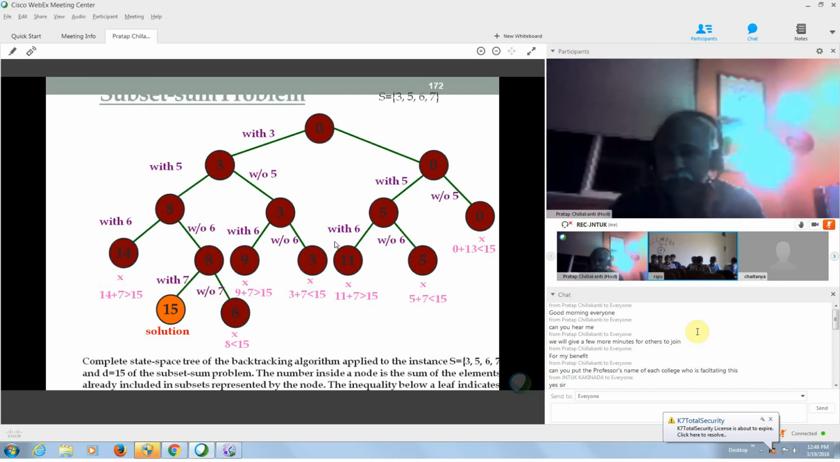So again, this is the question, right? You are given that state space and the value of interest is 15 in this case. You build a state space tree that can be used by the backtracking algorithm.